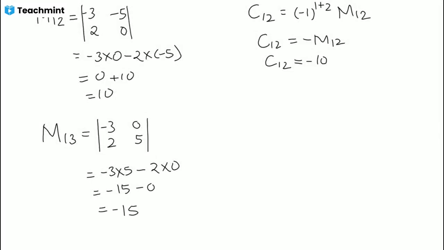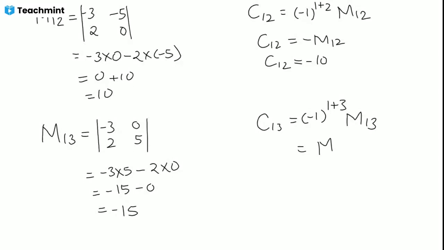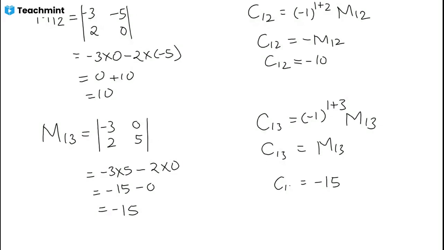So now let us find C13, which is minus 1 to the power 1 plus 3 into M13. So this is even power, 1 plus 3, 4. So we have here positive C13. So C13 will be equal to M13, which is minus 15, because we'll take directly the value of M13. So C13 is also minus 15.